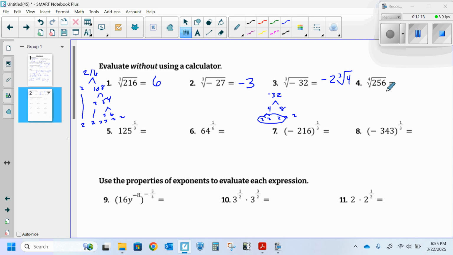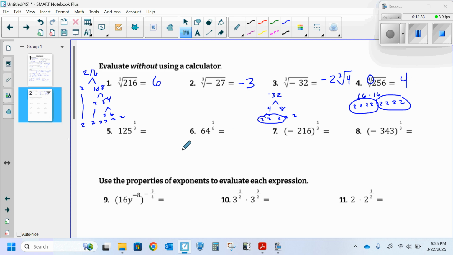All right, 256, the 4th root of 256. This is a perfect root, but in case you don't know what it is, 256 is 16 times 16. So that's 2, 2, 2, 2. This one is 2, 2, 2, 2. We're doing a 4th root, so 2 times 2 is 4.